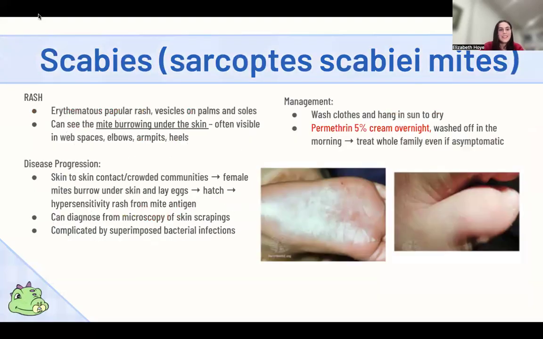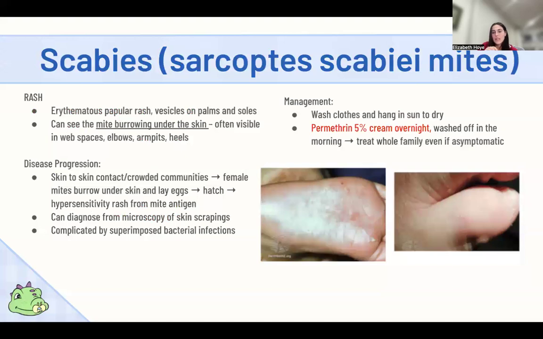This next one is scabies. So scabies is caused by a female mite burrowing under the skin and laying eggs. So once those eggs hatch, the mite releases antigens, and there's a hypersensitivity reaction, which leads to this rash you can see in these images. So it's usually sort of in the palms, soles, webbed areas of the body, and you can diagnose it by microscopy of the skin.